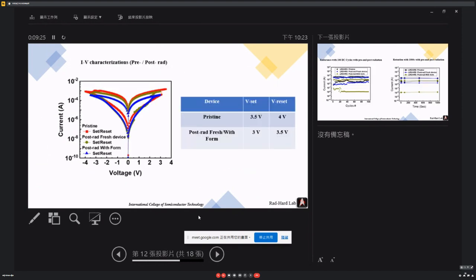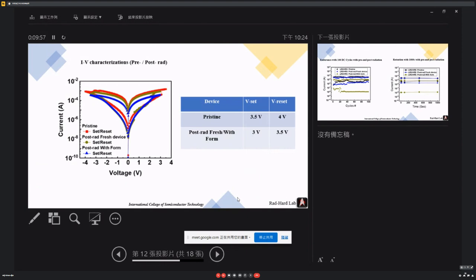This is the IV curve of my device, pristine and post radiation. As I explained previously, there are 3 types of device: A, B, and C. Here is the pristine, which has a set voltage of 3.45 and a reset voltage of 4. But after radiating the device, we saw the voltage decrease slightly.